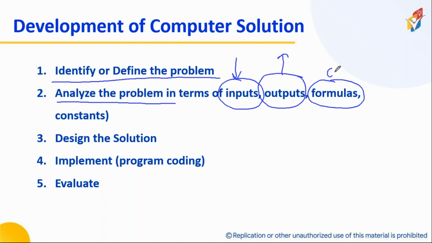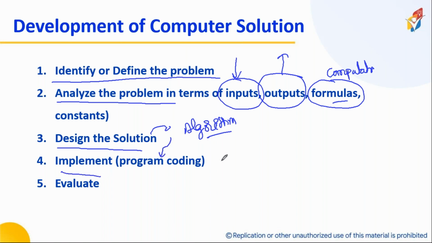Then you should also identify what computation we need to perform. That is also called formulas. Then we need to design a solution. Designing the solution can be represented in the form of an algorithm. First of all, we write it in simple English terms. After writing the algorithm, we take a programming language to implement it. I can take C, Java, or Python. Once I have completed the program, I need to evaluate or test whether it is working successfully or not.